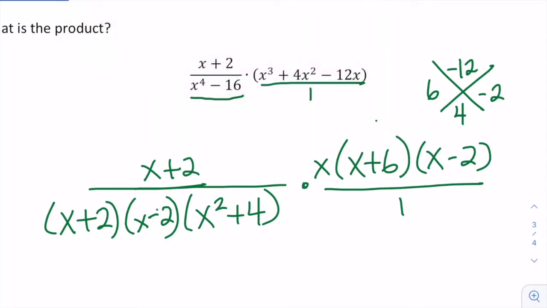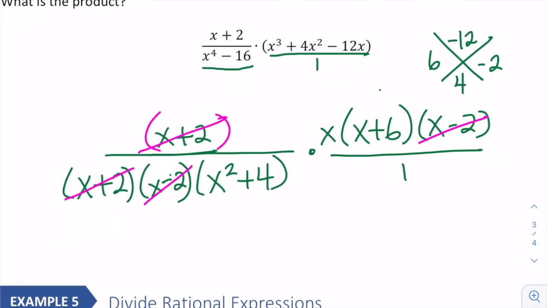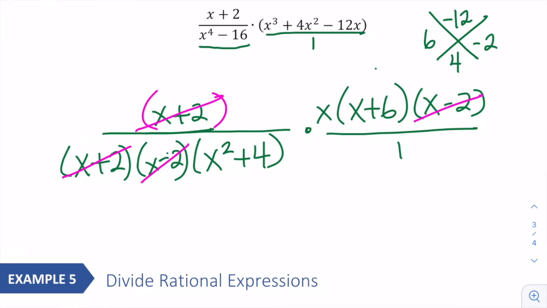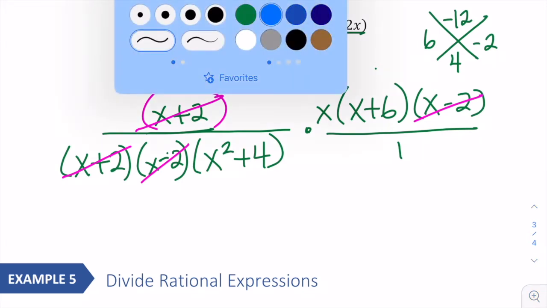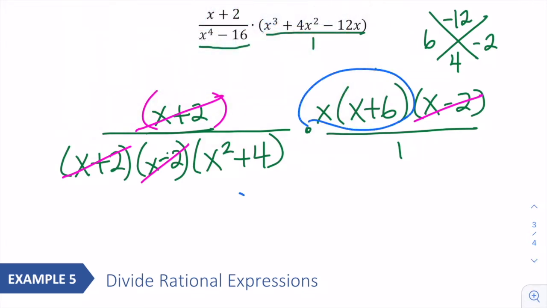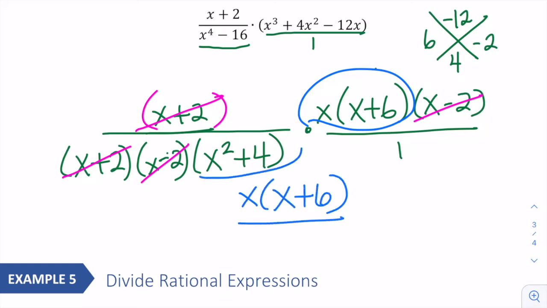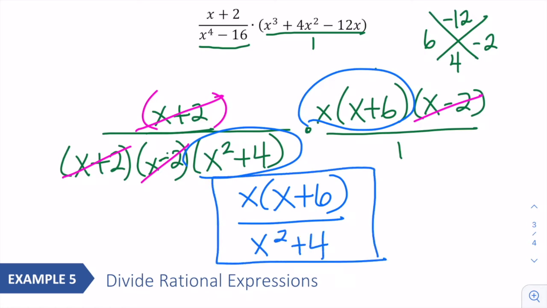So we're looking for x plus 2, and we do have that. We're looking for an x minus 2. We have that. And then there's nothing else that'll cancel, so we're left with x times x plus 6 in the top over x squared plus 4 in the bottom. Remember, that doesn't factor anymore.